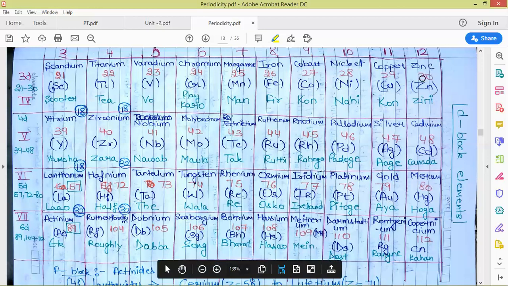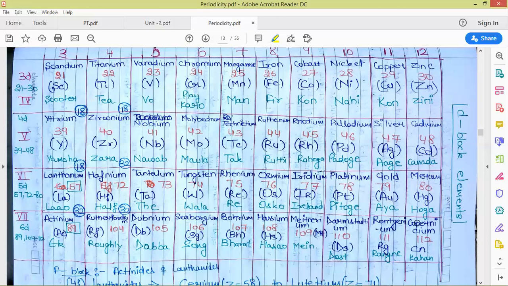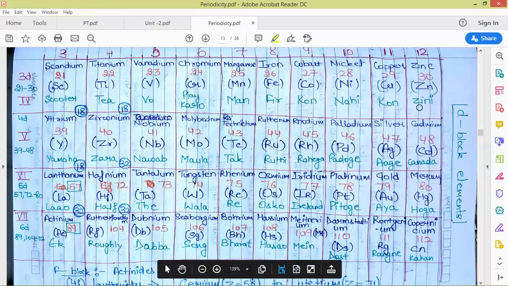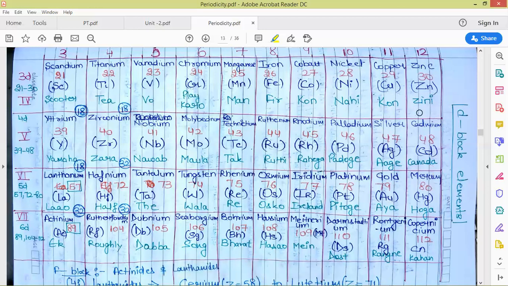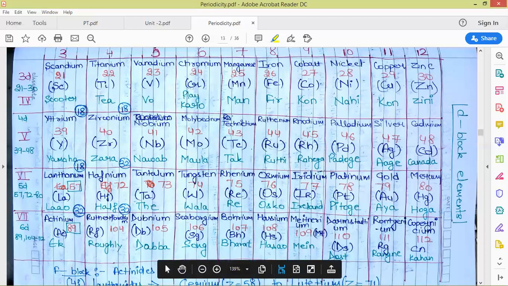Next we have the last group of the D block, that is zinc, cadmium, mercury, and copernicium. So for this group, mnemonics is Zini, Canada, hoga kahan. So someone wants to know where is Zini. So someone has told him that Zini is in Canada. But again he is asking, but Canada mein kahan? So he is saying it like this, Zini, Canada, hoga kahan. So this is the 12th group. So with this we have done the mnemonics for S block, P block, and D block.